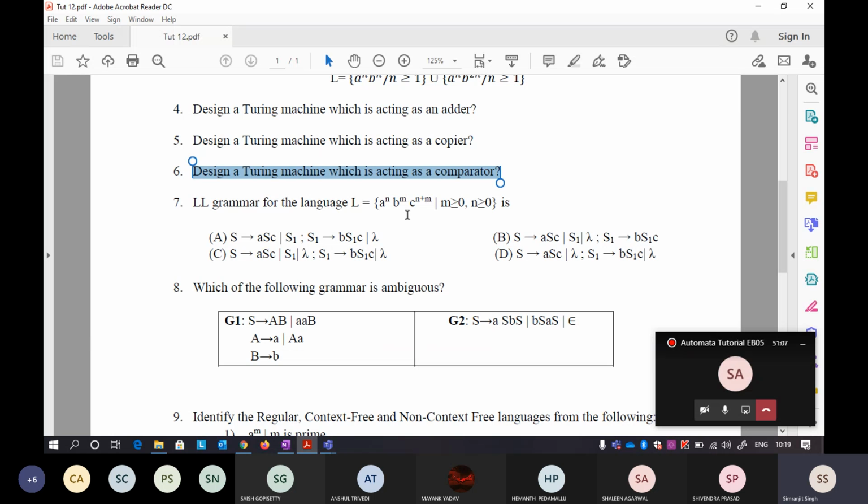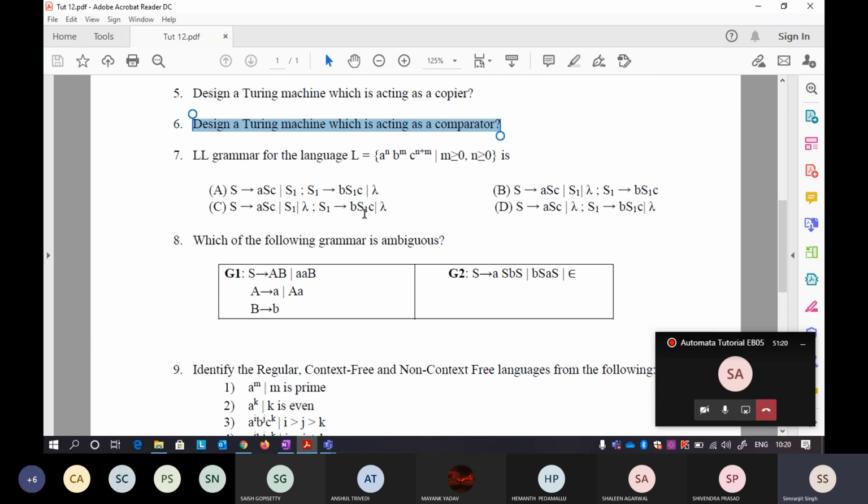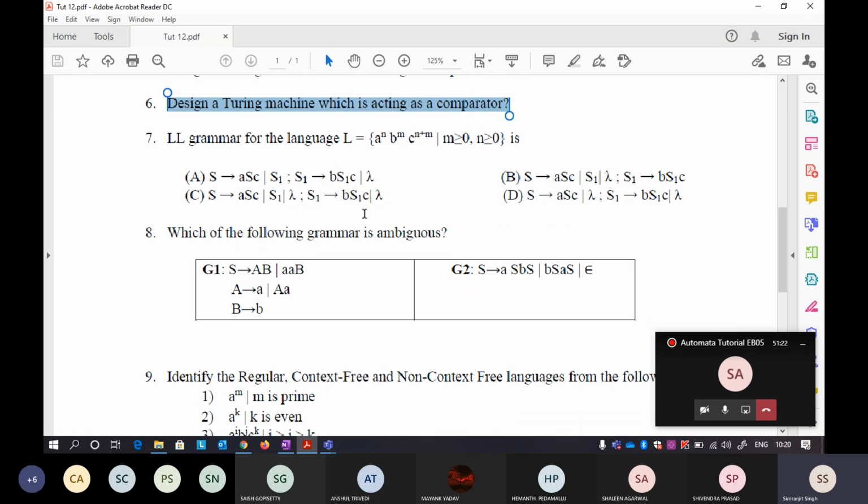The seventh question is again a very simple question. It gives you a language, and you are asked to identify a particular grammar for the language. I think it's a fairly simple question. Just take a look at this, you can easily solve it. Tell me which is the option here, A, B, C, or D. If you take a look at this grammar, it's a very easy one. Try it.